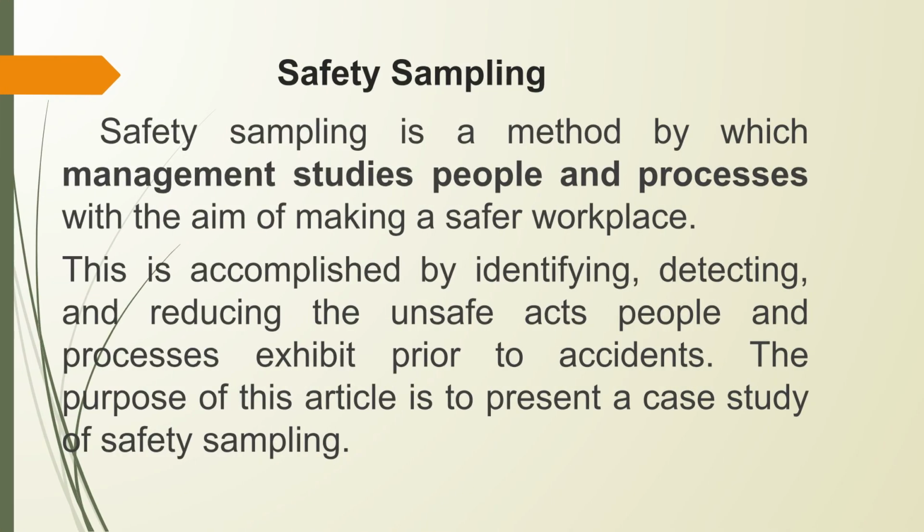Definition. Safety sampling is a systematic technique where management observes workers and processes to foster a safer work environment. Core objective. It focuses on identifying, detecting, and minimizing unsafe acts and process errors before they result in accidents. Scope. The provided text serves as an introduction to a case study on implementing safety sampling.